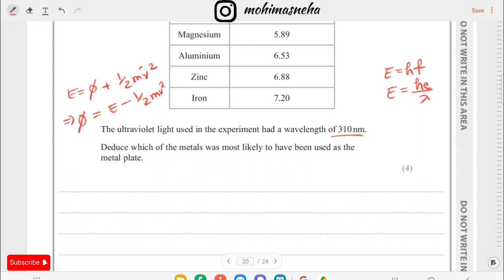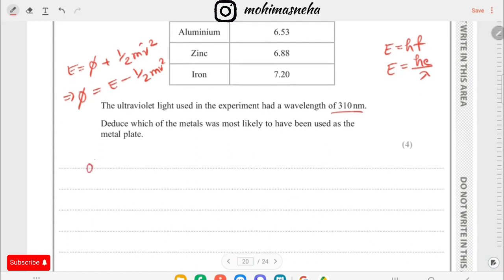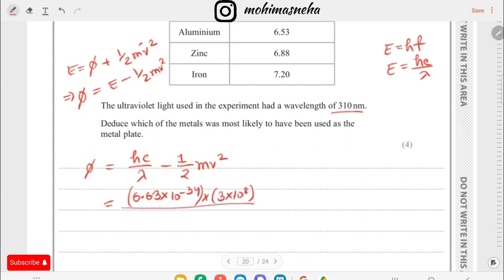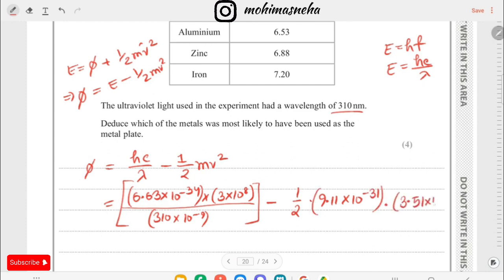Now the value of velocity is already provided in the first question, which was 3.51 into 10 to the power 5. So let's just use this final equation. Phi equals hc over lambda minus half mv squared, which is 6.63 into 10 to the power minus 34 multiplied with 3 into 10 to the power 8 divided by 310 into 10 to the power minus 9, because it was in nanometers, and we need to subtract half times 9.11 into 10 to the power minus 31 multiplied with velocity, which was 3.51 into 10 to the power 5.